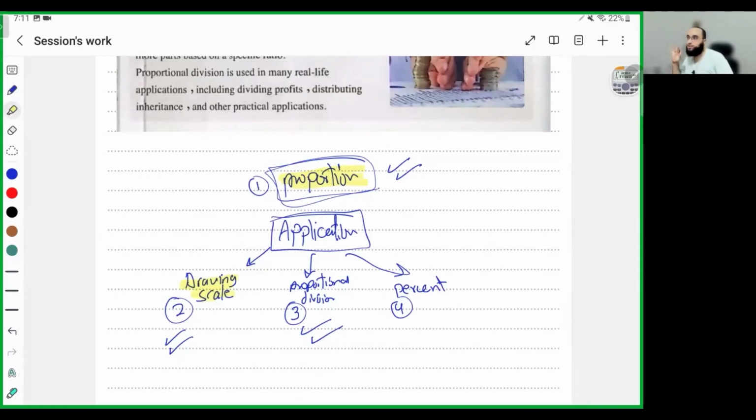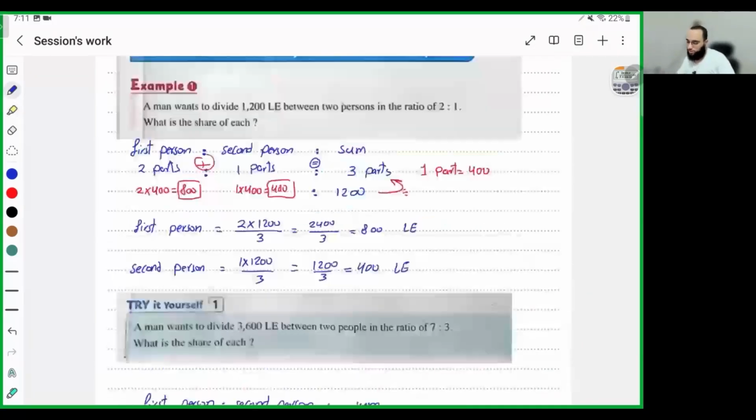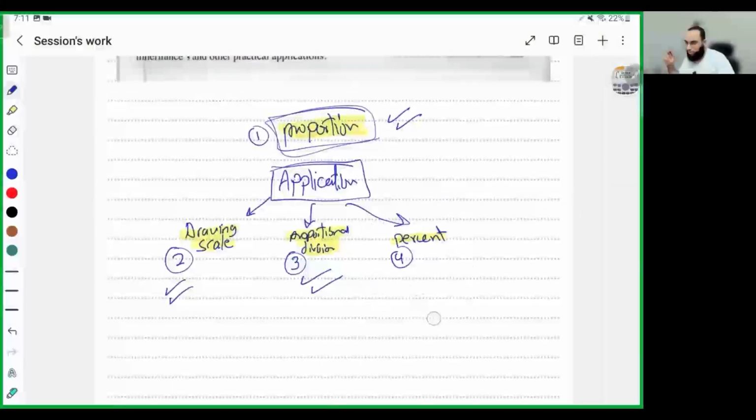We have three applications here. The first application is the drawing scale. The second application is what we have to study right now. It's the proportional division. And the third one in the next time, which is the percentage. Actually, we studied the percentage in Junior 6 also, but we will study it a bit more.